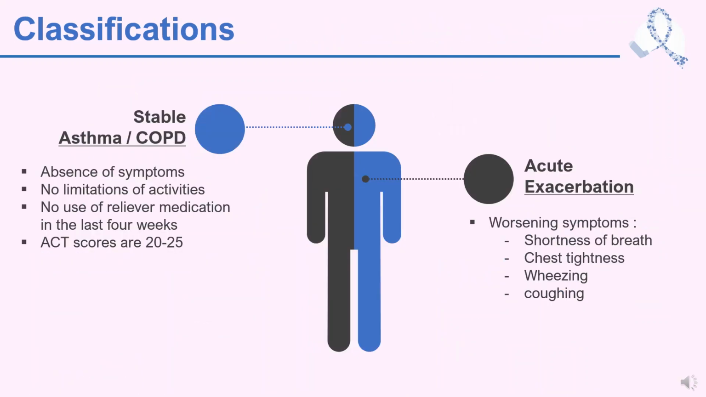Before we go further on the medications, we need to classify our patient into stable and acute exacerbations. Different patients have their own treatment regime based on their health status, disease severity, symptoms, and frequency of exacerbation. A patient is said to have stable asthma when there is absence of symptoms, no limitation of activities, and no use of reliever medication in the last 4 weeks. Alternatively, stable asthma is classified when the ACT scores are 20 to 25.